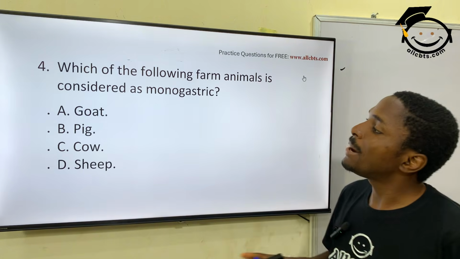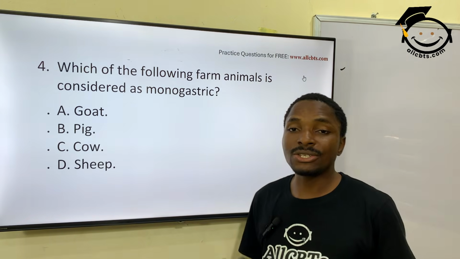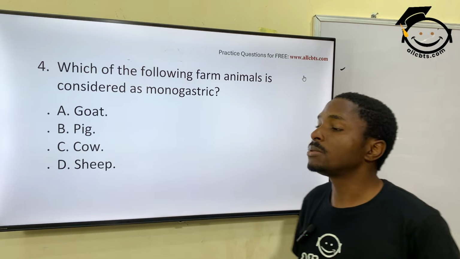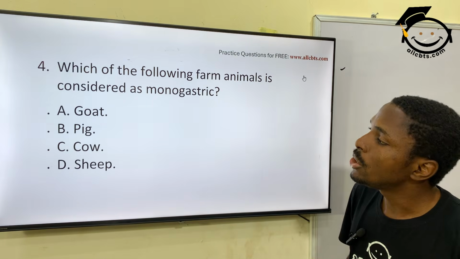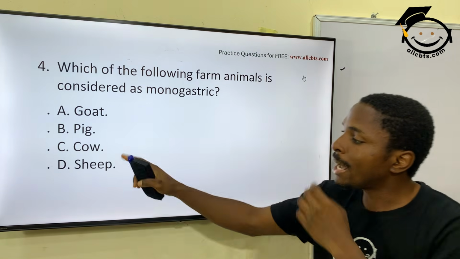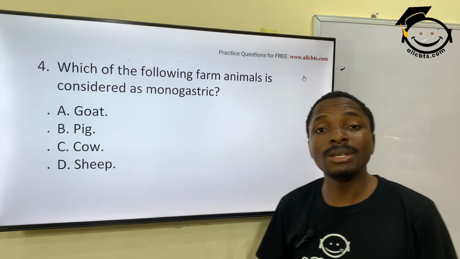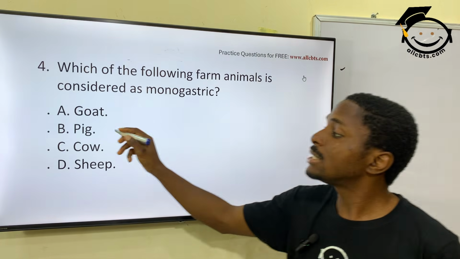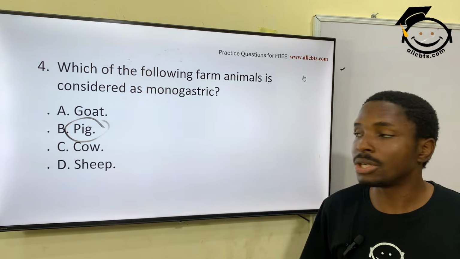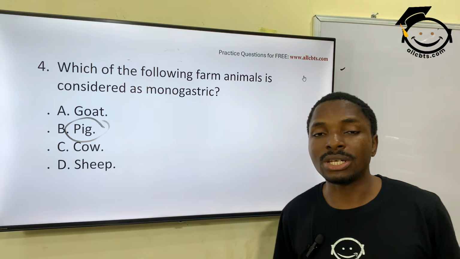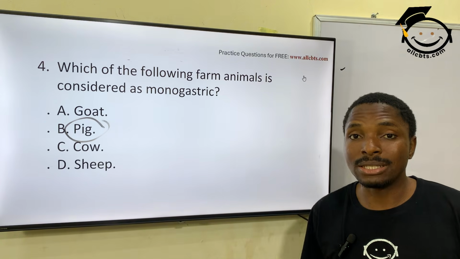Question 4 now. Which of the following farm animal is considered a monogastric and has one stomach compartment? You have goat, pig, cow, and sheep. The correct answer there is pig. It's only pig among these animals that is a monogastric. The others are polygastric. They have two or more compartments.